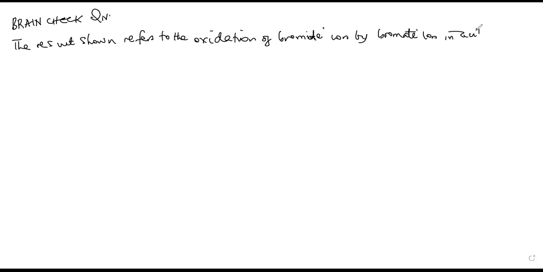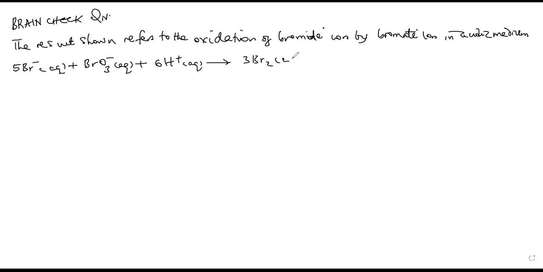Shown refers to the oxidation of bromide ion by bromate ion in acidic medium. So we're going to have 5 bromide ions plus a bromate ion in acidic medium. We shall form bromine and water.